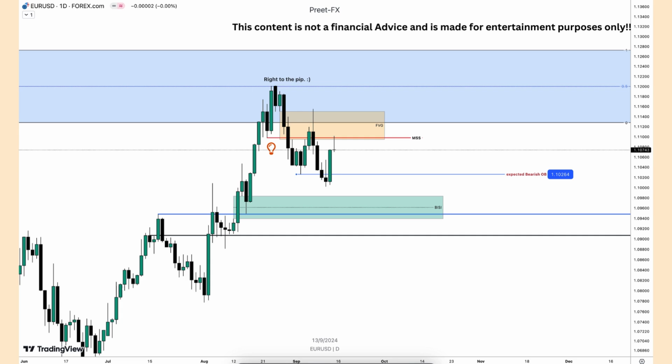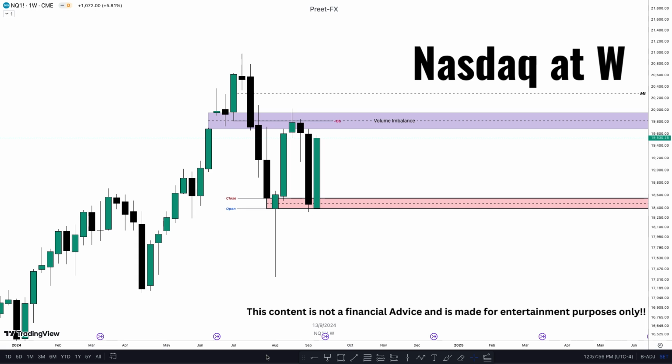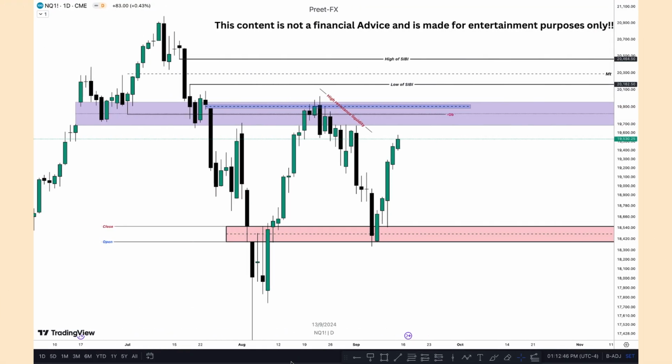Now let's move on to the NASDAQ. As we can see, price has been coming down from a bearish order block since last 2 weeks, which also coincides with the volume imbalance. Additionally, price showed a strong upward move from previous week opening gap. Now let's move on to daily chart for the NASDAQ.